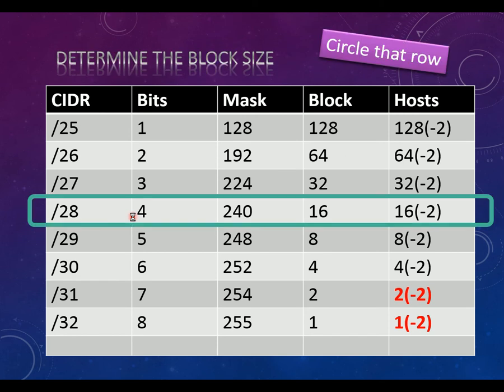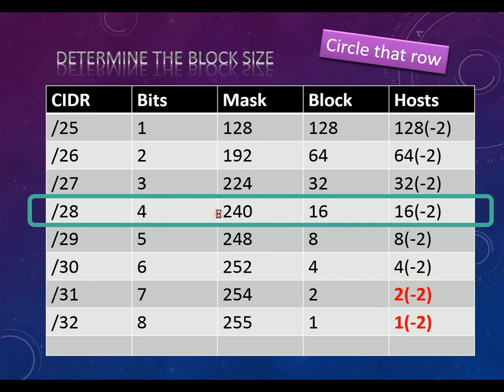What you would do is count in powers of 2: 2, 4, 8. That's 3 bits. That's not enough. 16 networks would give you 4 bits, so you would choose that row, circle it, and right away you know that the notation for the prefix is /28. You know that you're going to use 4 bits. You know that the mask is going to be .240 in the 4th octet.